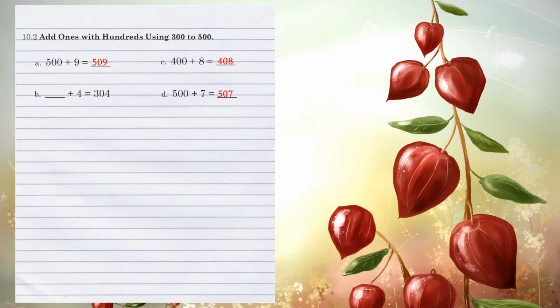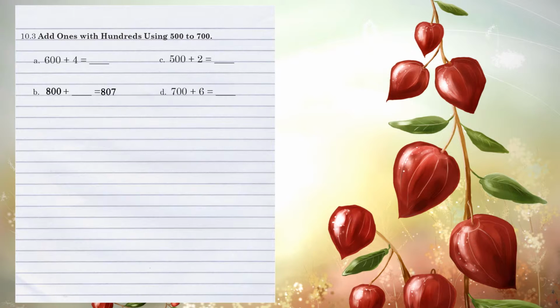Example B. What number plus 4 equals 304? Well, what's the same is the 4, and what's missing is the 300s. So that is what we started with, because 300 plus 4 equals 304.